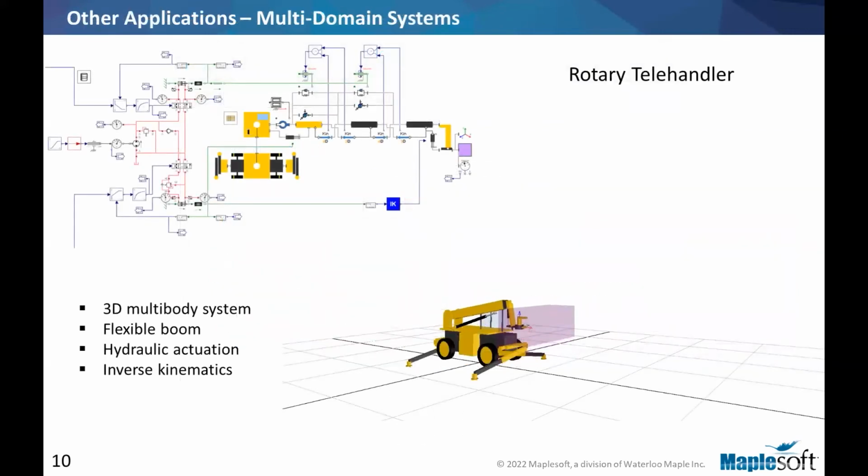Now, I'll take a second just to talk about some other applications so that you believe me that we're not just here to talk about a pick and place model or CAD or something like that. So here we're looking at a multi-domain system. This is our rotary telehandler example. Again, we have some additional examples of this on our YouTube channel. What's nice about this model, or different, is it is multi-domain. So it does have those mechanical multi-body pieces, but it also has hydraulics, 1D motion, all combined in one model.